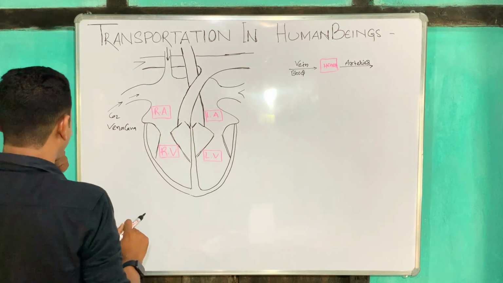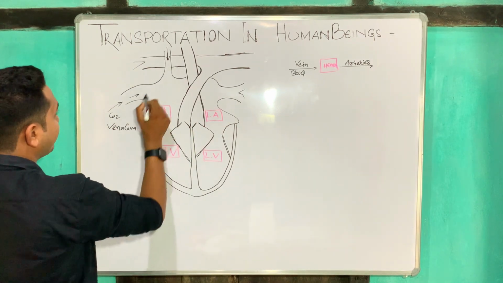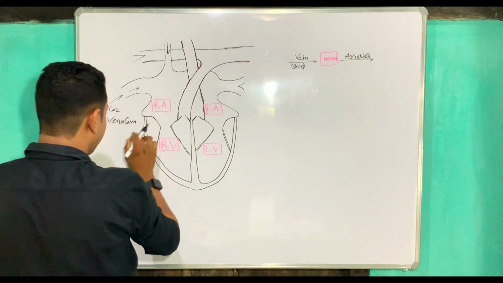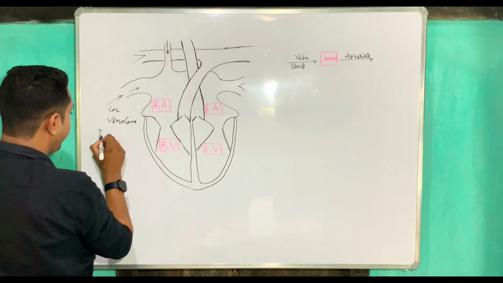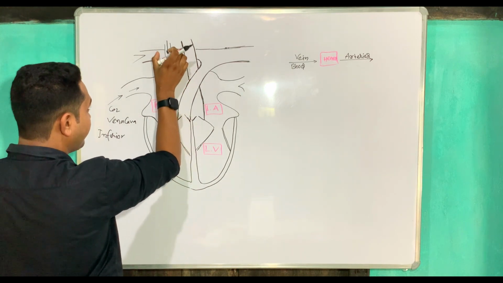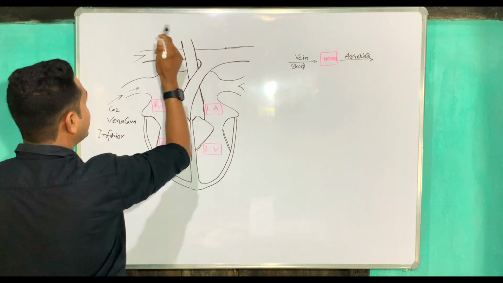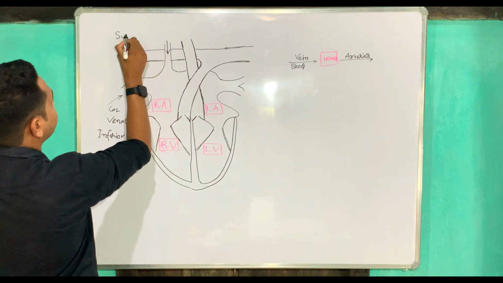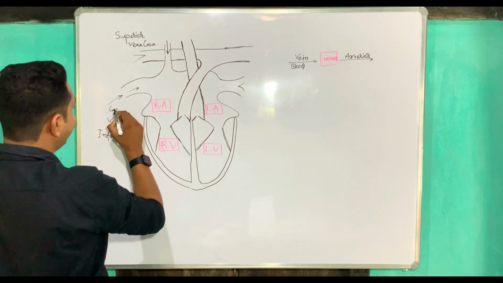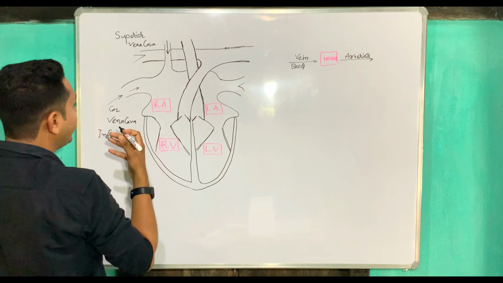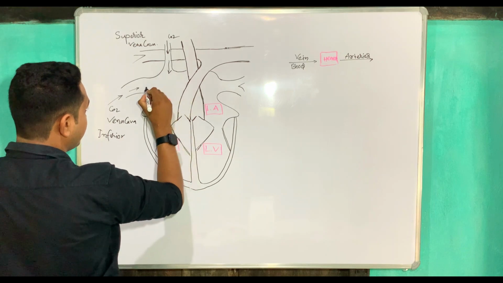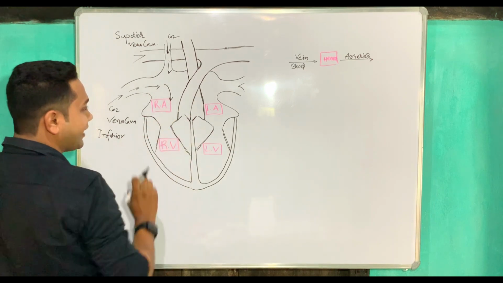Now let's move to here. Since this is a vena cava, this is also a vena cava. Since this one is from the lower body part, it will be the inferior vena cava. And this vena cava is attached with the upper body parts, that is why it will be the superior vena cava. The deoxygenated blood, that means carbon dioxide, will make an entry through both the vena cava. After that it will come to the right atrium.